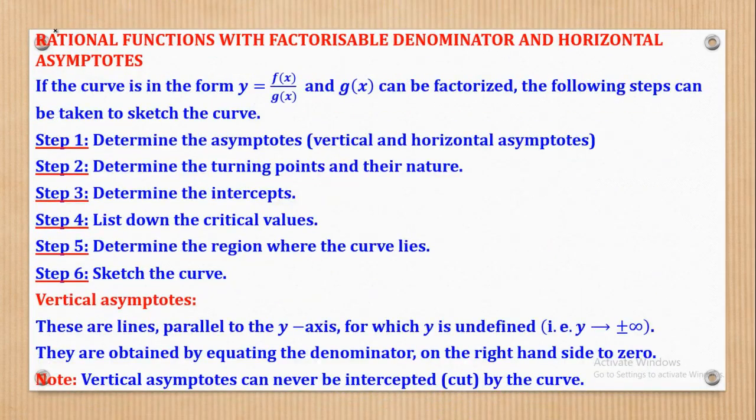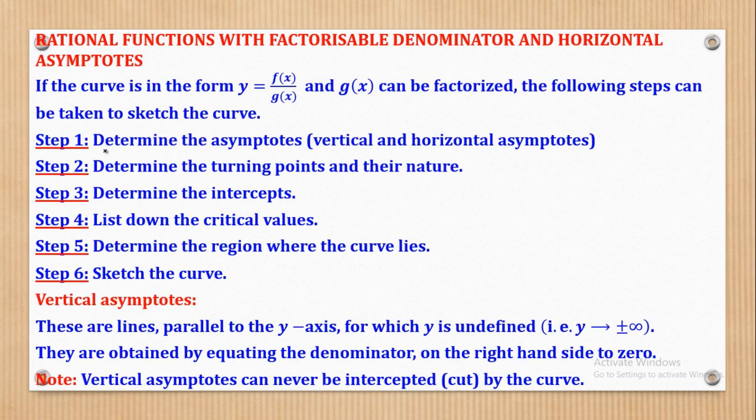There are various forms of rational functions, but let's start with the rational functions which have a factorizable denominator and a horizontal asymptote. Therefore, if a curve is in this form, so rational functions must be in quotient form, and g(x) can be factorized, the following steps can be taken. There are some steps we need to take for you to easily sketch such curves.